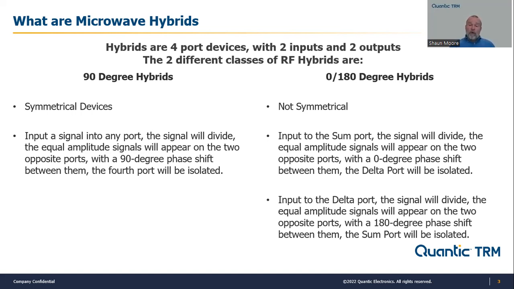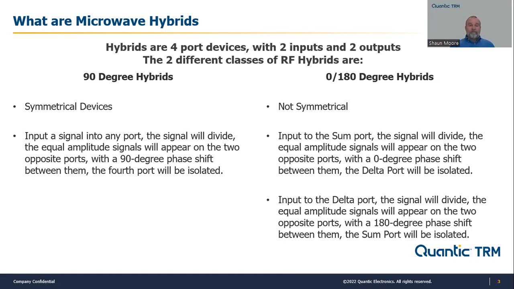So really we have 2 parts here. We have one where a single input creates 2 signals that are 90 degrees apart from each other, regardless of which input you go into. And in the 0 and 180 hybrid, there is either a sum input, which divides power in phase, or you go into the delta port where you divide the power, and those 2 signals are out of phase.